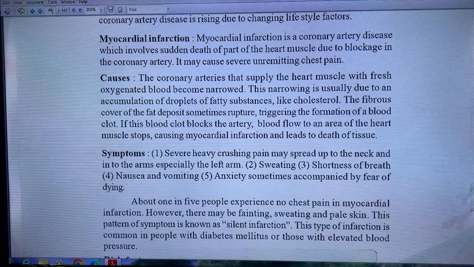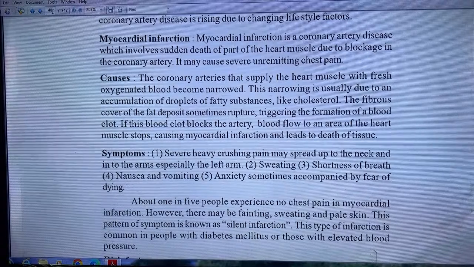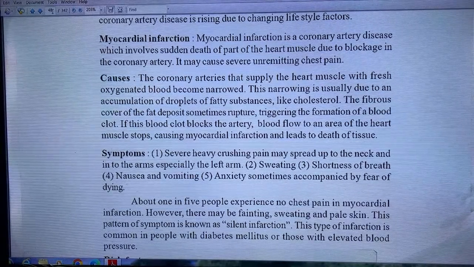Myocardial infarction. Myocardial infarction is a coronary artery disease which involves sudden death of part of the heart muscle due to blockage in the coronary artery. It may cause severe, unremitting chest pain.